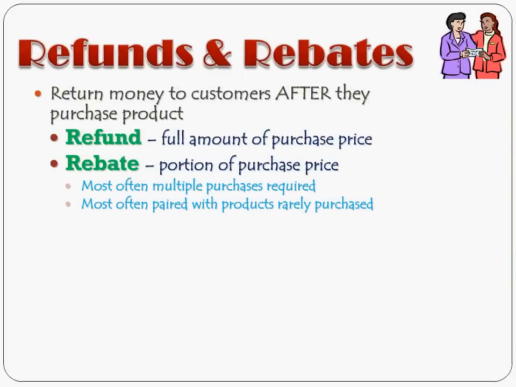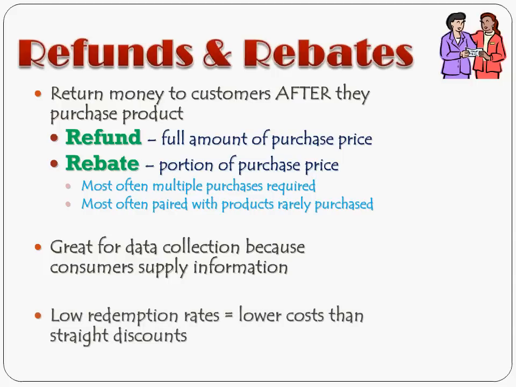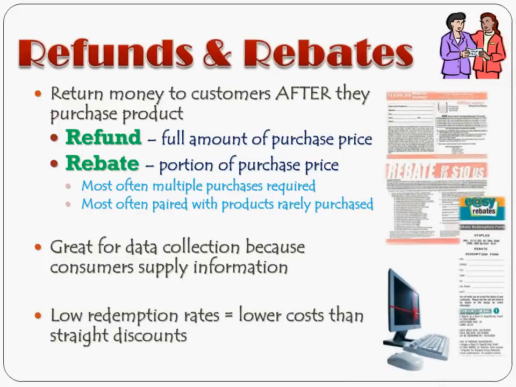Now, refunds and rebates are what we use to give money back to the consumer. So after they purchase a product, then we will either give them a refund or a rebate in some cases. This sales promotional technique will get the consumers to purchase the product because they know they'll be getting some money back. A refund is a full amount of the purchase price. So you purchase the product and we will completely refund you. A rebate is a portion of the purchase price. So when you buy this item, we'll give you $5 back.